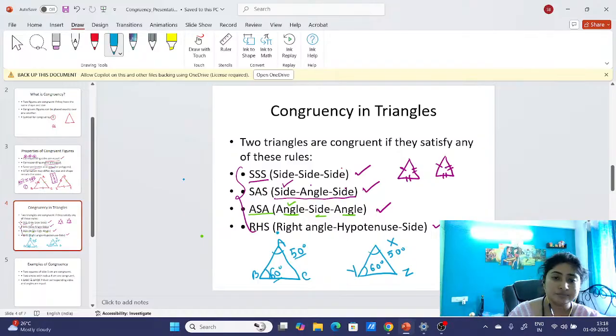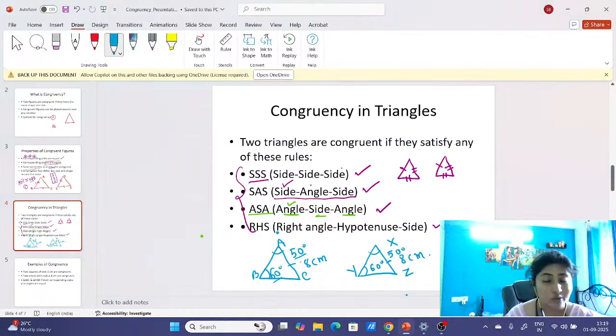Suppose I am saying this side AC is equal to side XZ. Suppose this is 8 centimeter, this is also 8 centimeter. So do you think it is satisfying the angle side angle criteria? Do you think so? I don't think so. I will tell you why.